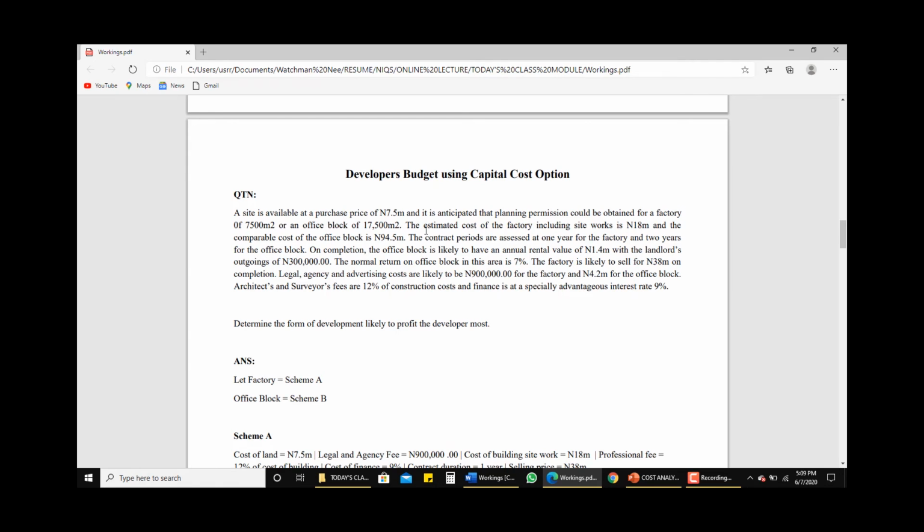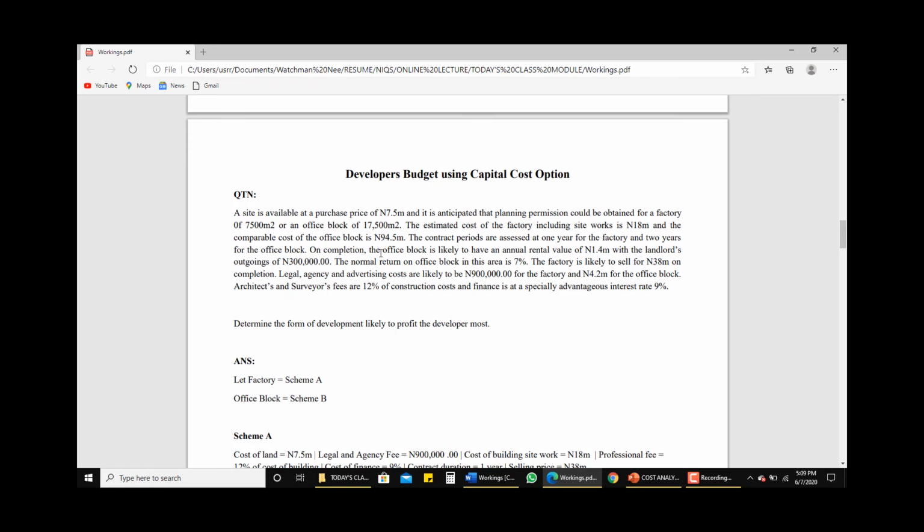The estimated cost of the factory, including site work, is 18 million, and the comparable cost of the office block is 94.5 million naira. The contract period is assessed at 1 year for the factory. That is, for the factory, the contract period is 1 year, and for the office block, 2 years.